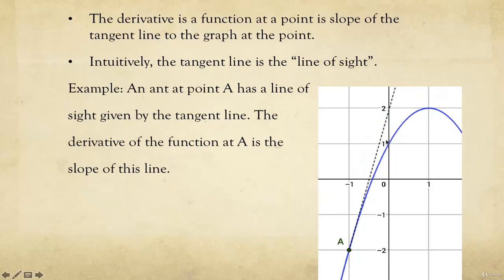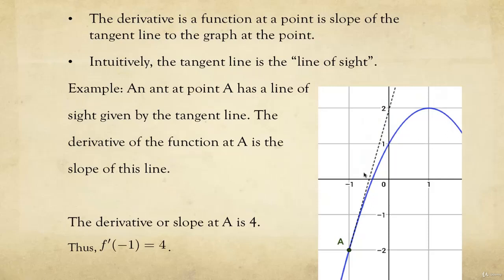Or you can imagine if this is like Cyclops, if he opens his glasses, then the ray that comes out of Cyclops' eyes from X-Men is the tangent line. That's another way of thinking about that. And so the derivative of the function at A is the slope of this tangent line.